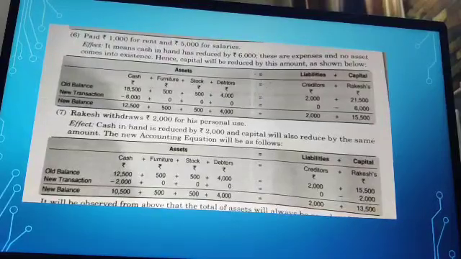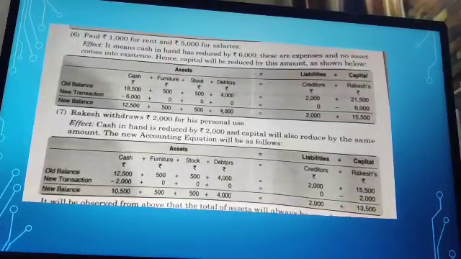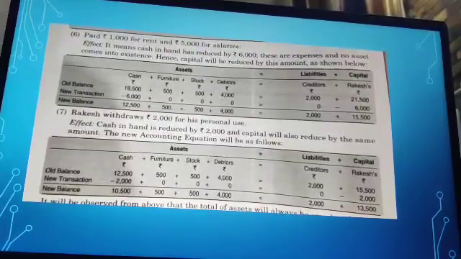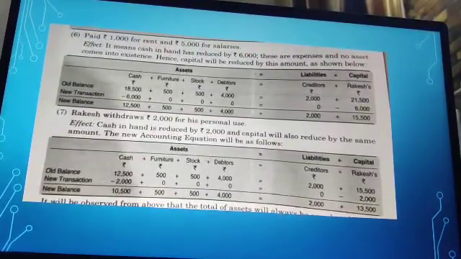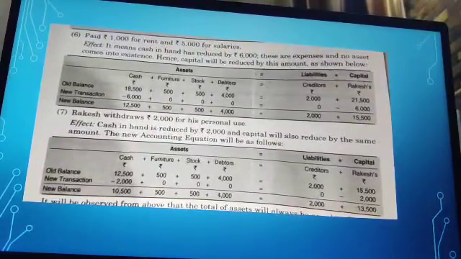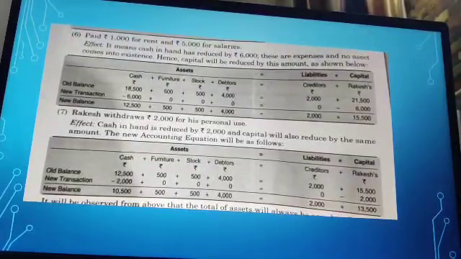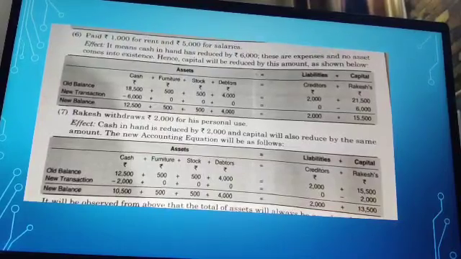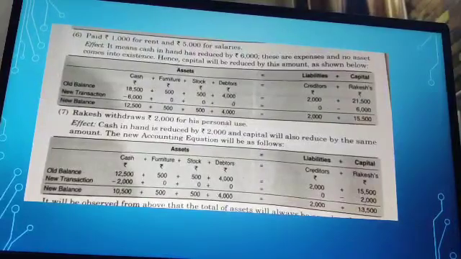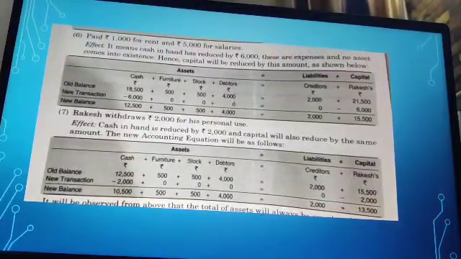See the old balance as shown. New transaction, cash to be deducted by minus 6,000, that is 1,000 for rent and 5,000 for salaries. No change in other accounts, plus 0 in furniture, plus 0 in stock, plus 0 in debtors also. However, under your capital you are going to deduct minus 6,000.